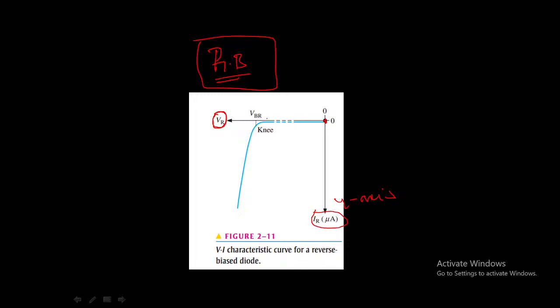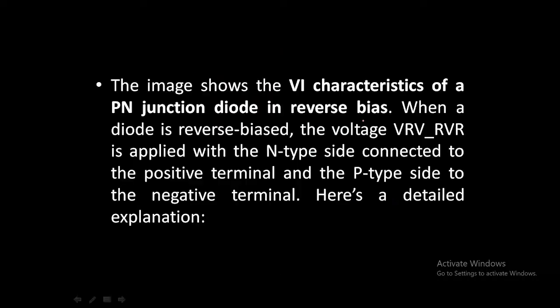Until a point called the breakdown voltage, the current will be almost equal to zero. After the voltage reaches this breakdown voltage, the current value starts increasing abruptly, and it will go on increasing rapidly. So this is how the diode works in a reverse bias condition. This also we have discussed in our previous session.